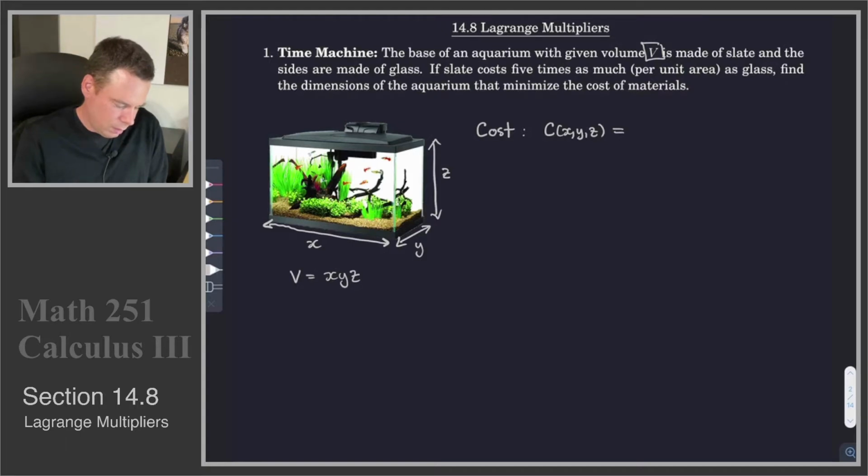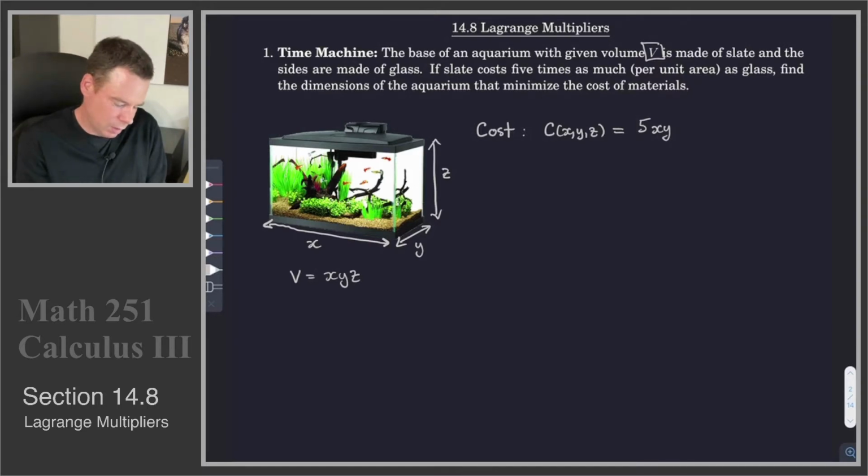And what we see in the statement of the question is slate costs 5 times as much as glass. So glass is going to make up the 4 sides, slate is going to make up the bottom, and we're imagining it's open top. For the top of plastic, substantially cheaper than the sides and the base, we'll ignore the top for now. So what is our cost going to be? Well, the cost of the base has area xy, and it's going to cost 5 times as much as the glass. So if we imagine the glass is costing $1 per unit area, then the base would be $5 per unit area. So we're just going to run with that.